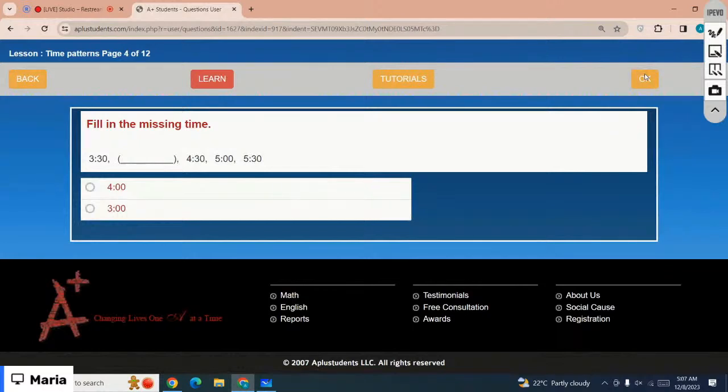Okay, the next one is 3:30, a missing one, 4:30 and 5:30. Which is the correct option? Every time the time is increasing by 30 minutes, and very good, the missing value is 4. So the correct option is 4. 3:30 plus 30 is 4.